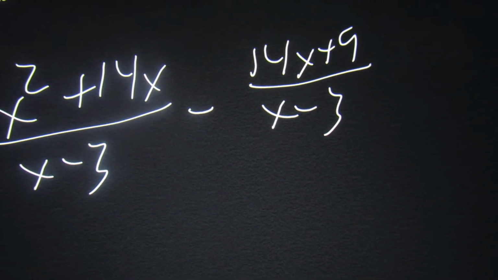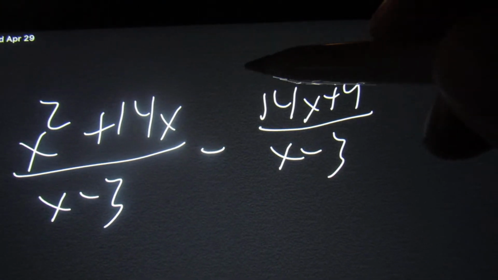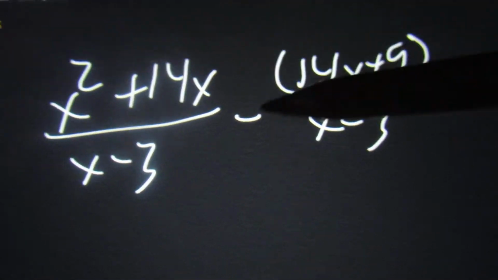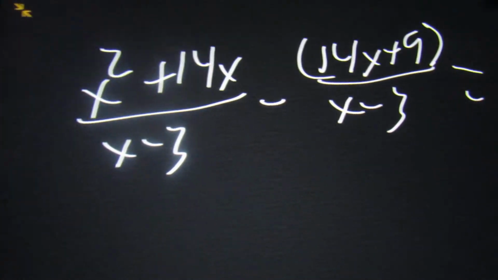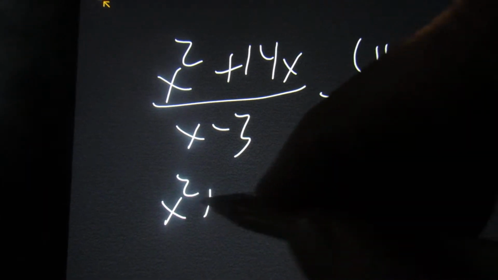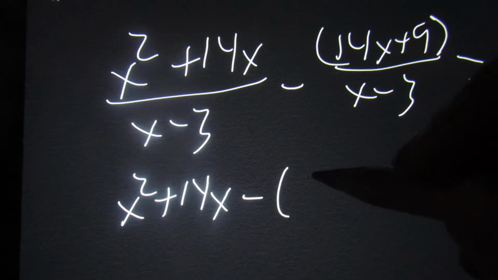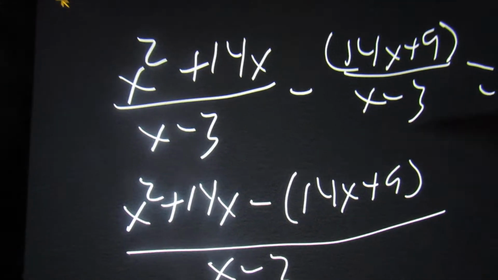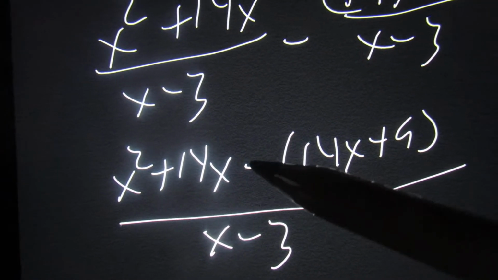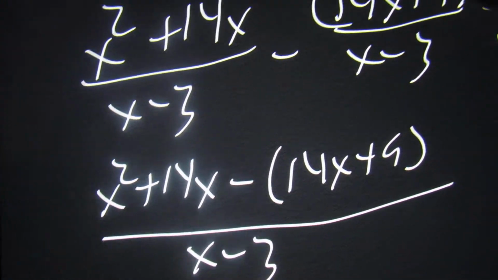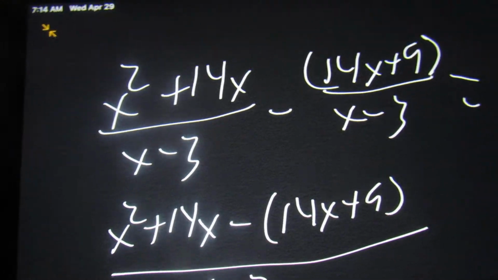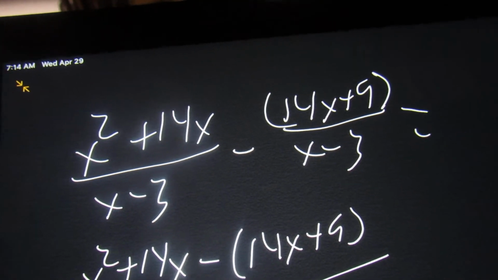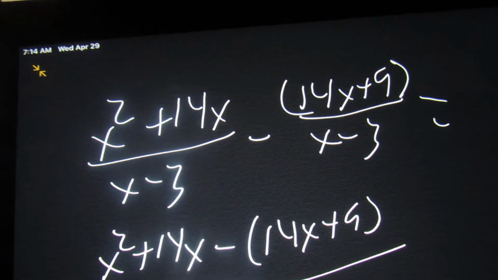Now on these, this is where I also recommend that you put parentheses around everything in the second numerator because it's a minus. And I'm going to write this with an extra step. I'm going to put x squared plus 14x minus, in parentheses, 14x plus 9 all over x minus 3. This is to show that you have to distribute this minus sign to everything that's in the original numerator. So you don't have to show this step if you just change the sign of every single term in the numerator of what is being subtracted.